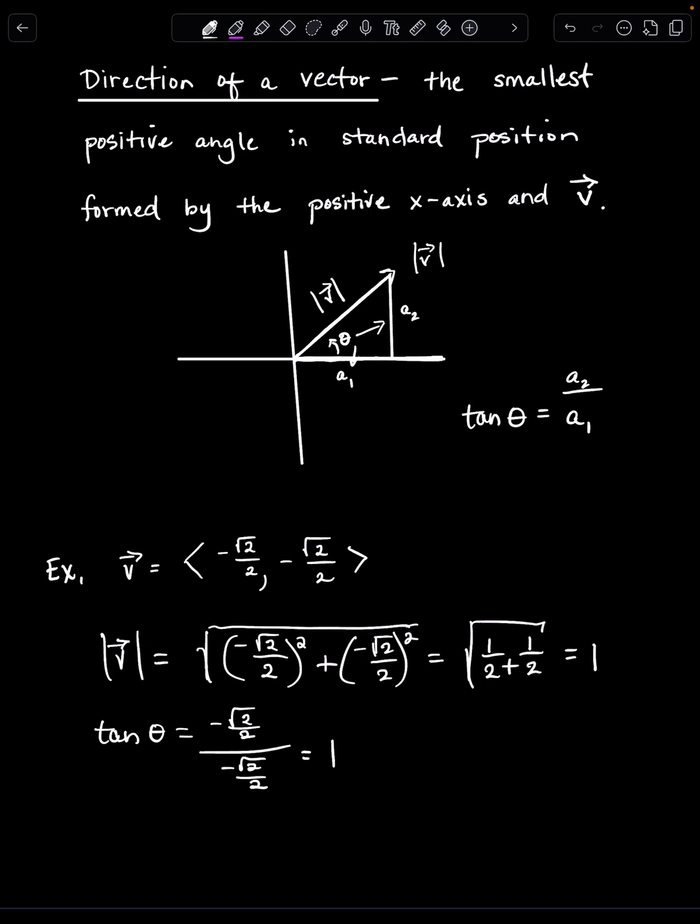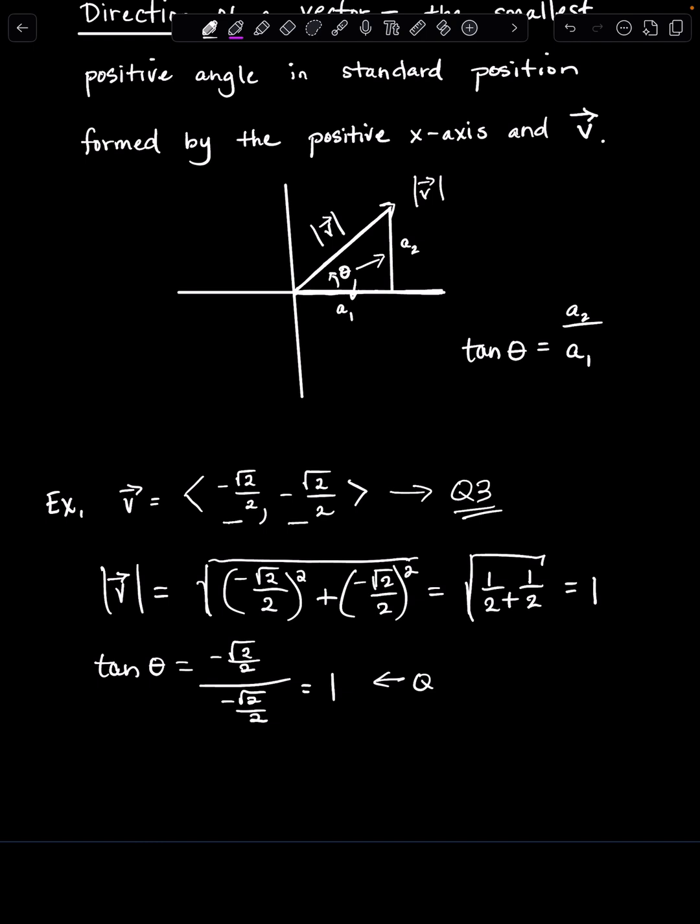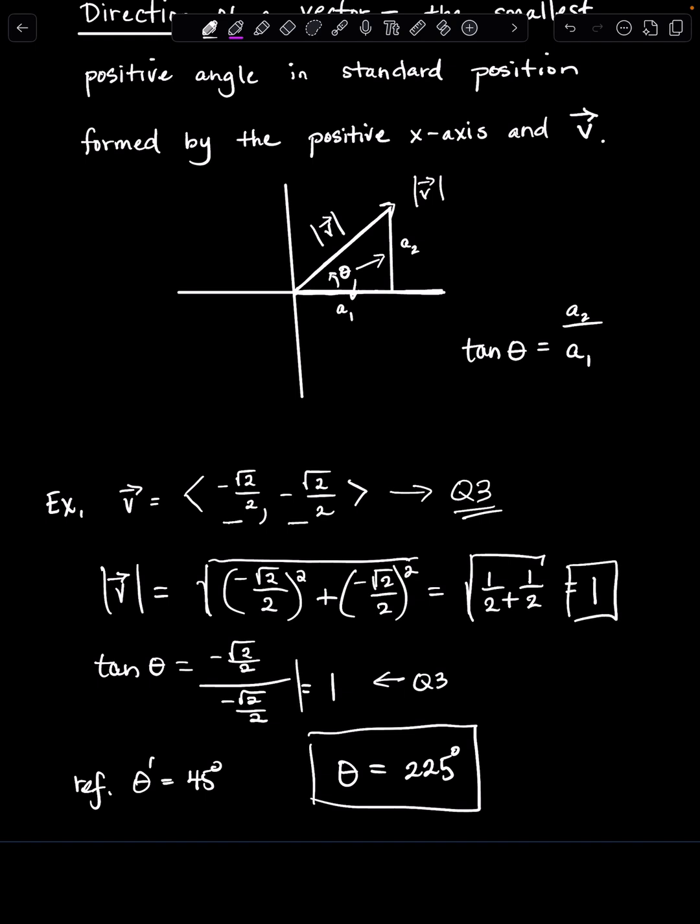Anytime we're looking for theta, what do we have to take into consideration? You should have automatically said what quadrant we're in. So if I'm starting off in standard position and I go to the left and then down, I'm in quadrant 3. So my angle's coming out of quadrant 3. What's my reference angle here? You know your reference angle. It is 45 degrees, which means your theta here is going to be 180 plus 45 degrees, or 225. So the magnitude was 1 and the direction was 225 degrees.